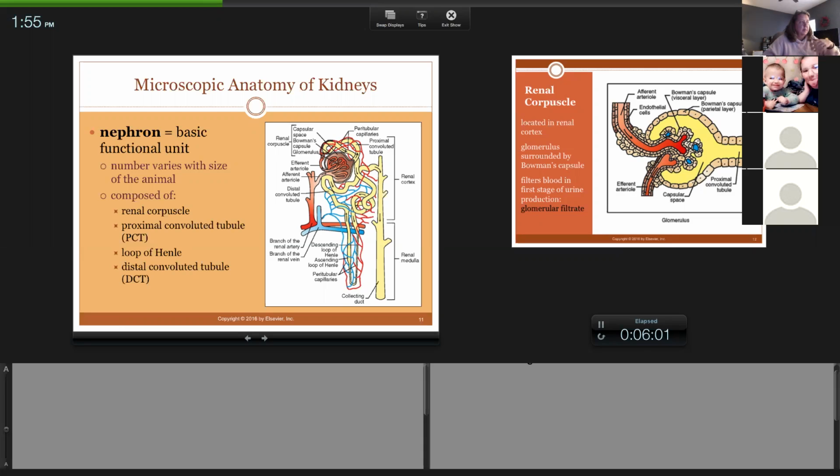The main parts are, if you look over here, there's a bracket called the renal corpuscle. So the renal corpuscle contains the Bowman's capsule, which is this brown thing right here. And then it contains something called the glomerulus, which are little tufts of capillaries.